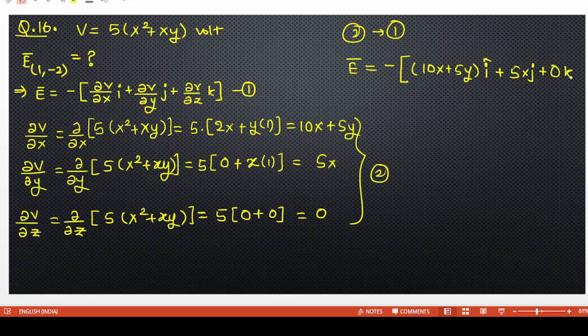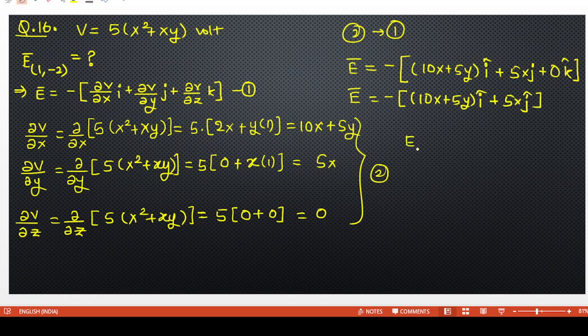Plus 0 into k cap. So it will be how much? Electric field at any general point is how much? Minus in the bracket, again in the bracket, 10x plus 5y into i cap plus 5x into j cap.